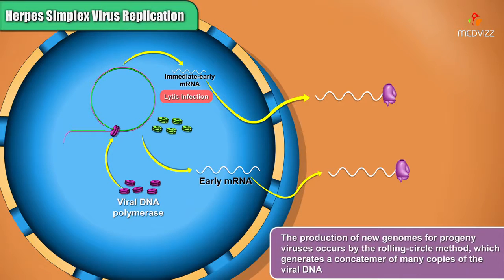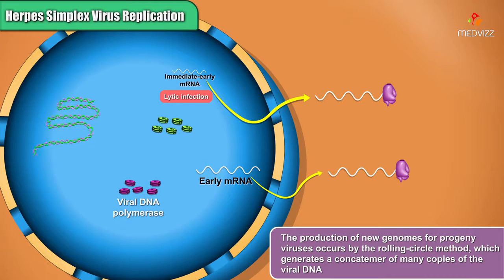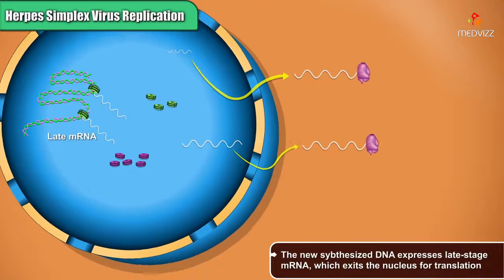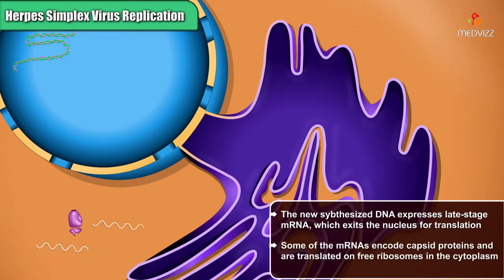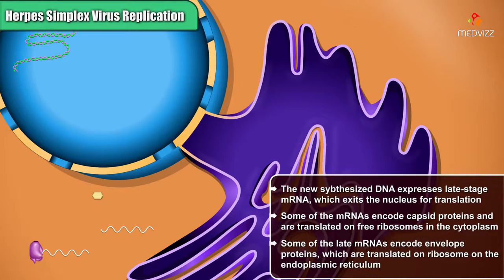The production of new genomes for progeny viruses occurs by the rolling circle method, which generates a concatemer of many copies of the viral DNA. The newly synthesized DNA expresses late-stage mRNA, which exits the nucleus for translation. Some of the mRNAs encode capsid proteins and are translated on free ribosomes in the cytoplasm. Some of the late mRNAs encode envelope proteins, which are translated on ribosomes on the endoplasmic reticulum.